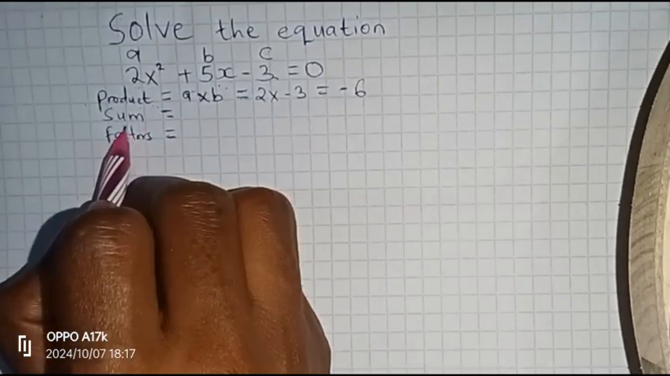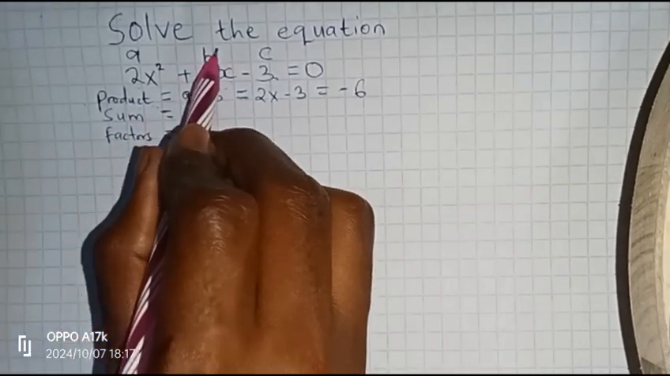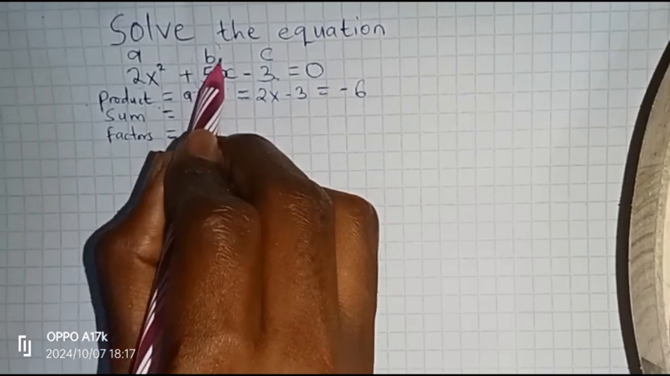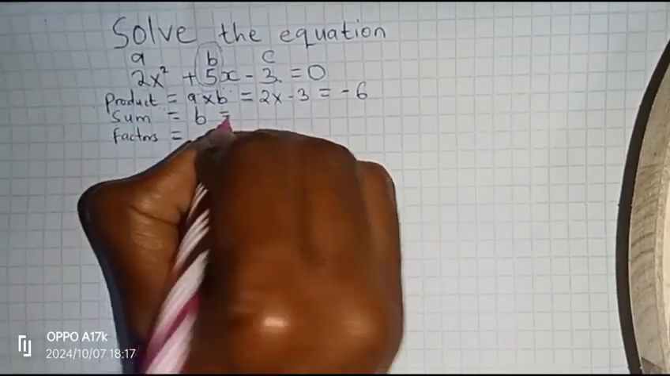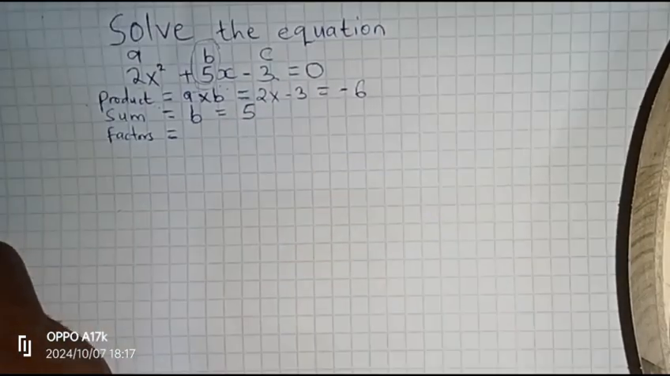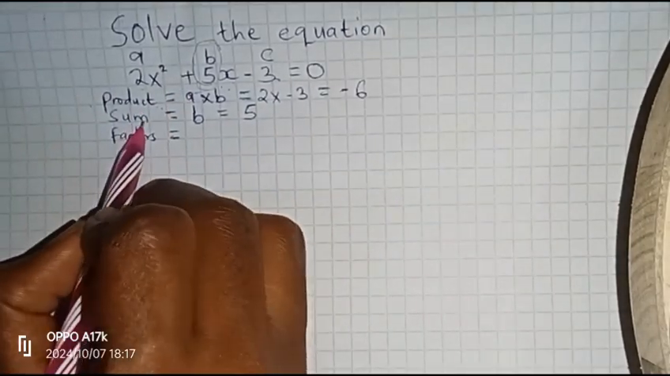How do you get the sum? The sum is the second coefficient, b. Sum is equal to b, which is equal to 5. Now we have the product and the sum.